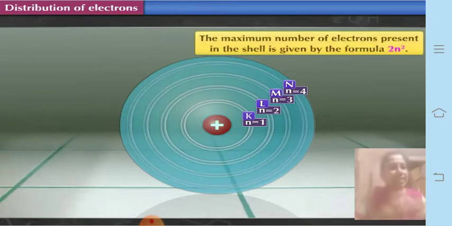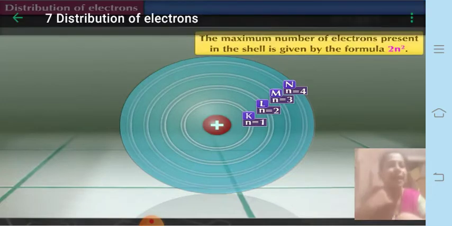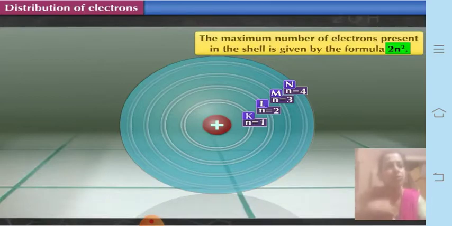The maximum number of electrons present in a shell can be found out by the formula 2n square. That means if we want to find out how many electrons are there in each of these shells, we can use the formula 2n square, where n is the ordinal number. That means 1, 2, 3, 4.